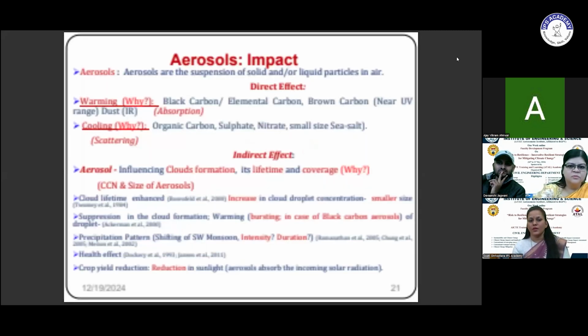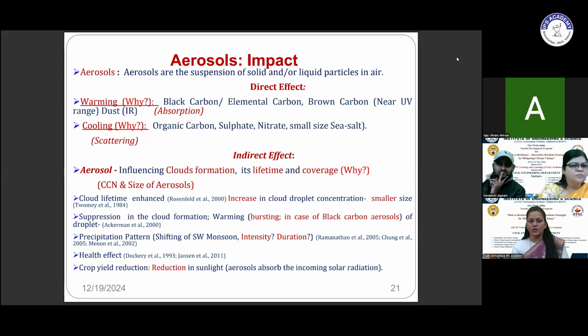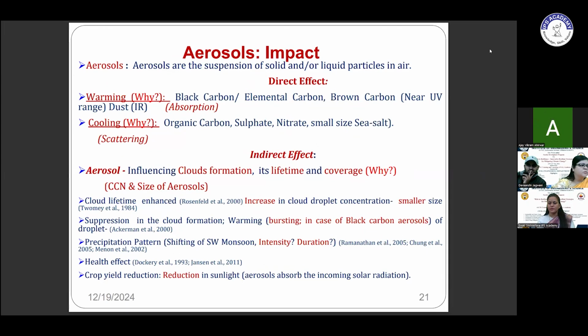But next, there is some part I want to add in this presentation. It is my field, aerosols, because aerosols play a very important role in climate change. Here we will see how aerosol is affecting the climate. In this slide we can see that aerosols are a suspension. The direct effect of aerosols is warming as well as cooling. That is my field.